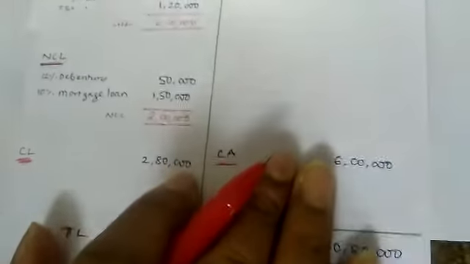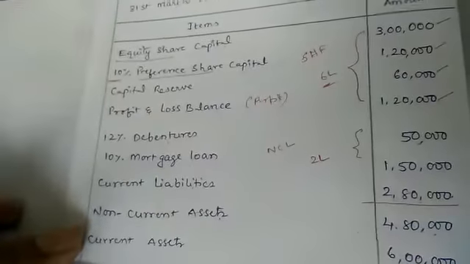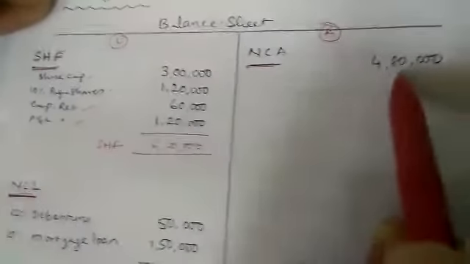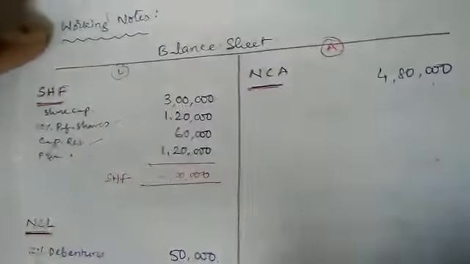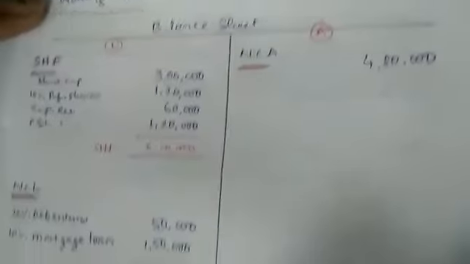So some other information also has to be included in the working notes. Non-current assets is an asset side item. Go to the asset side. Non-current assets 4,80,000. Next item, current assets 6 lakhs.